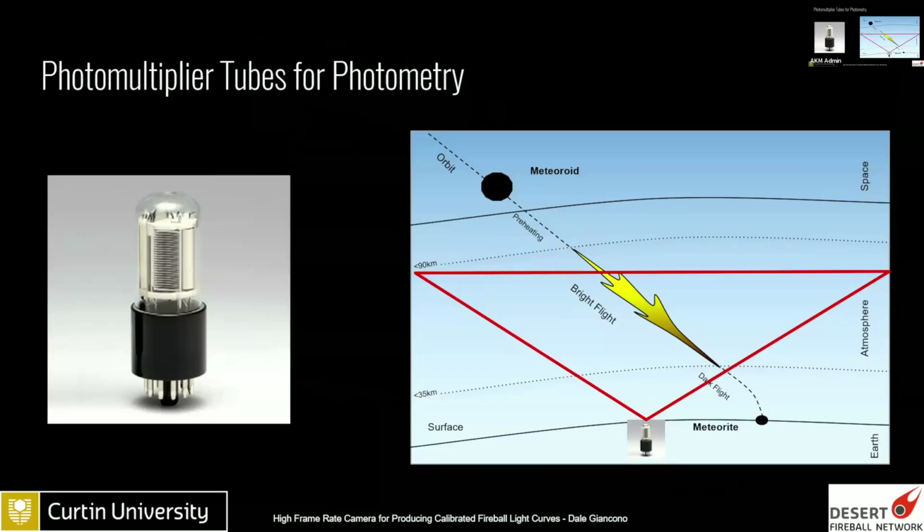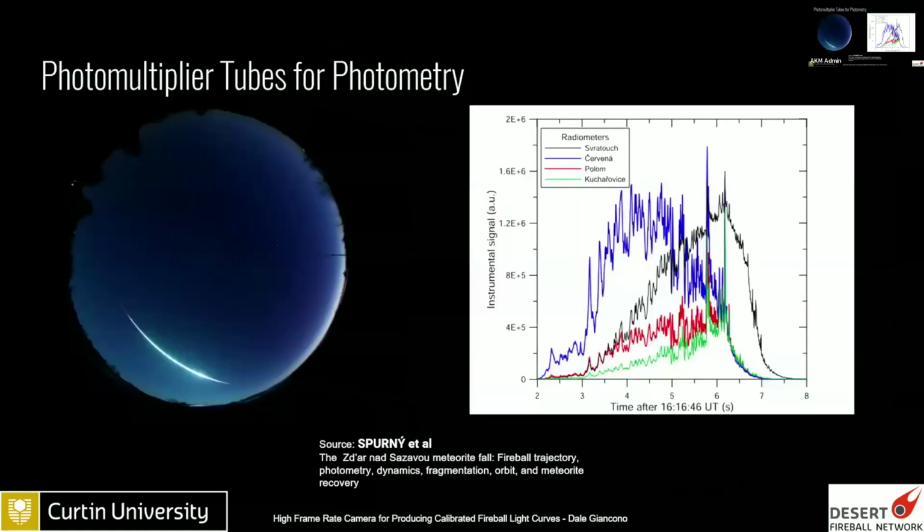tubes, which are a form of all-sky sensor. They get the brightness of the entire sky during a fireball. They're very sensitive and have a massive dynamic range, so they work really well for this purpose. Here's an example of photomultiplier tube data of a fireball. Really great temporal resolution as well, 500 to 5,000 hertz. So with really good temporal resolution, we can find bright flaring events during the fireball.